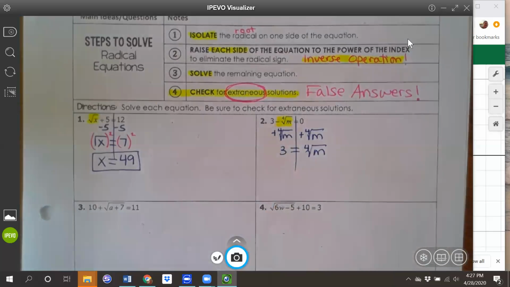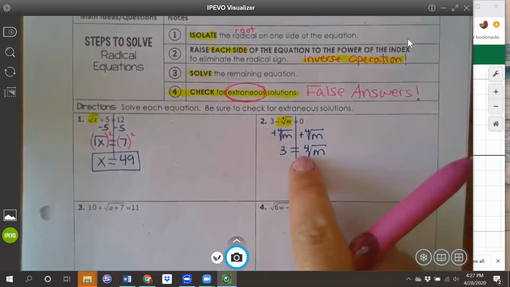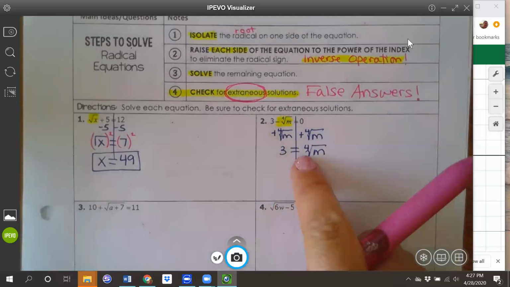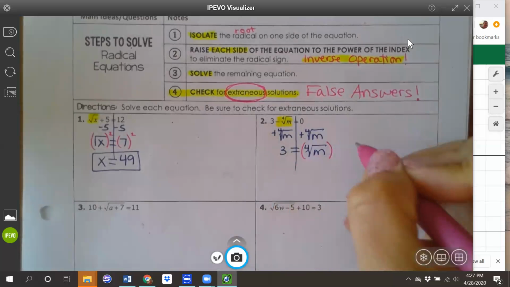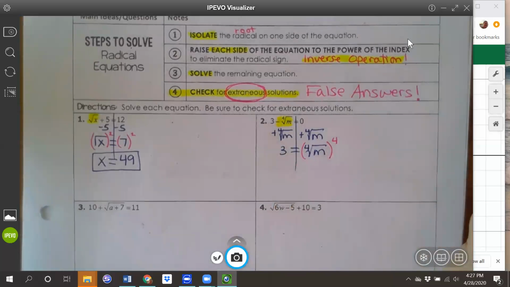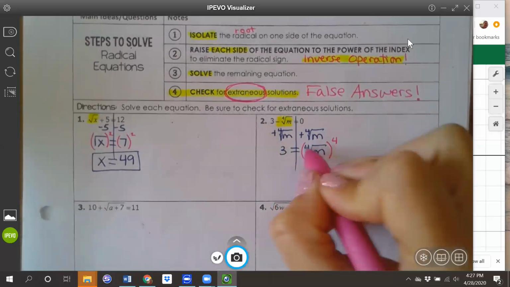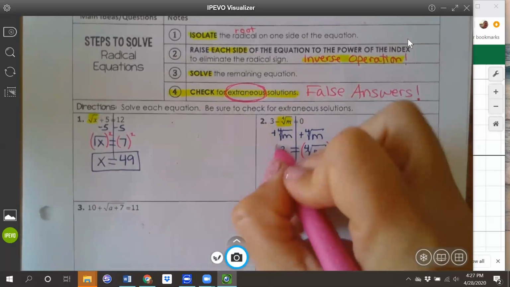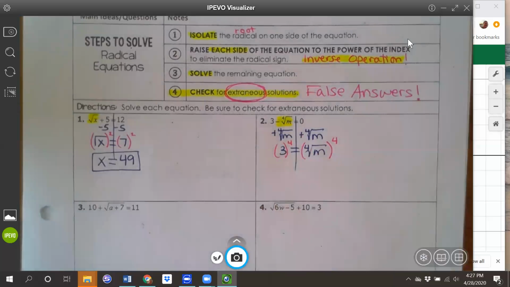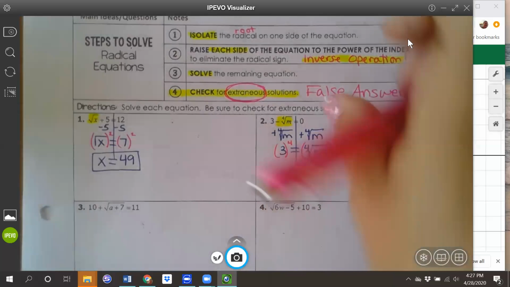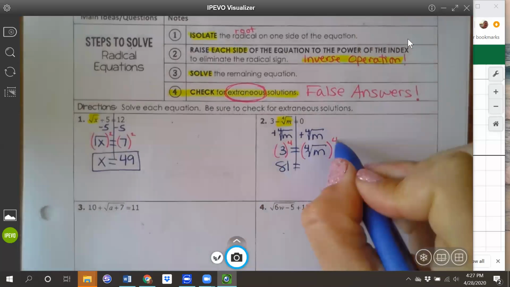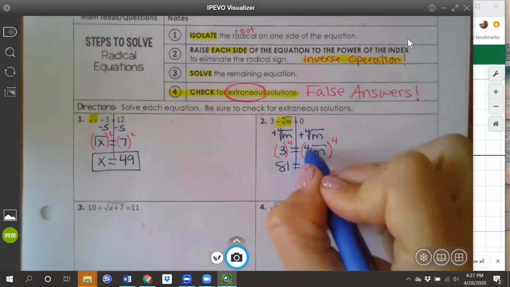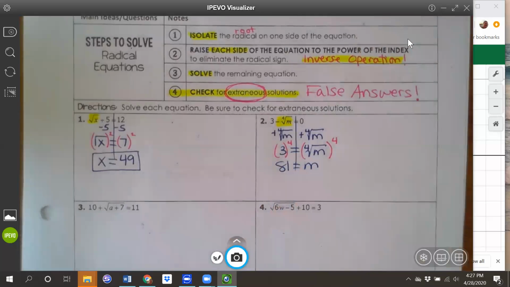Now I need to get m by itself, which means I need to kill off a fourth root. How do I kill off a fourth root? By raising it to the fourth power. Notice how those numbers are the same. They're always going to be the same. What I do to one side, I must do to the other. So 3 times 3 times 3 times 3, that is 81. A fourth power is going to kill off a fourth root and leave us with m.